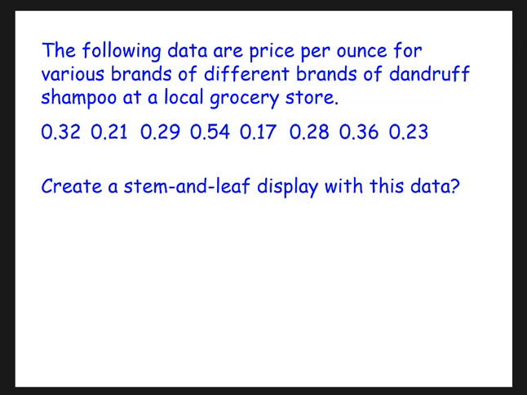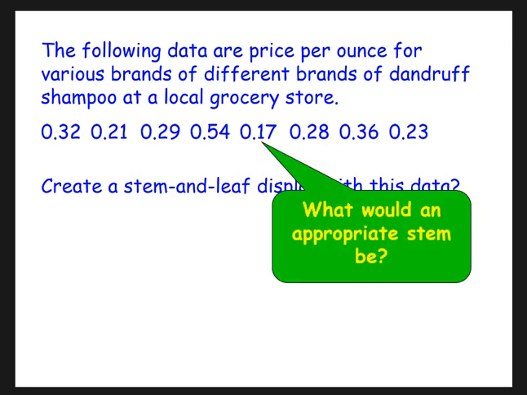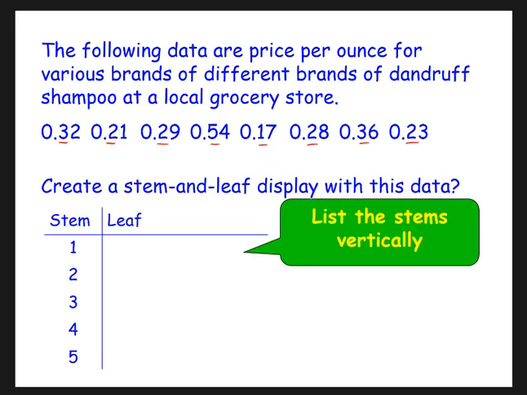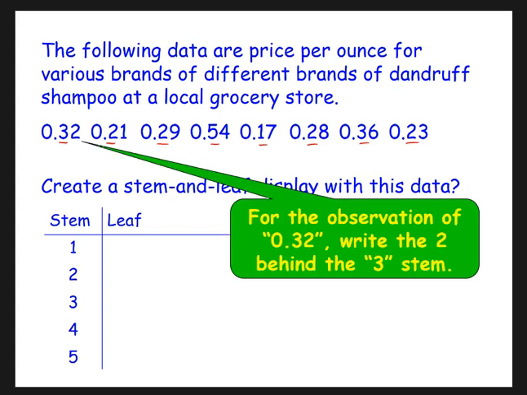So for the following set of data, our price per ounce for various brands of dandruff shampoo, those are our prices per ounce: 32 cents, 21 cents, and so on. How would we construct the stem and leaf plot? Well, the appropriate stems would be the tens digits, so I would start with 1, 2, 3, 4, 5 as my stems. The leaves would be the second digit for each.